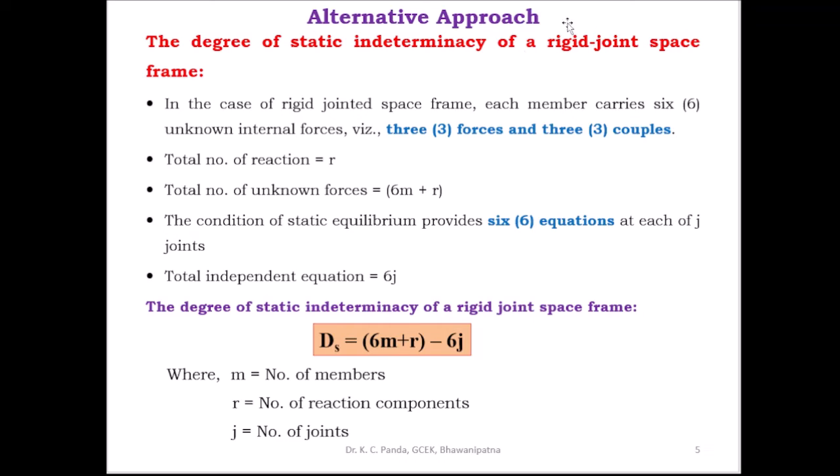Also, the degree of static indeterminacy of rigid jointed space frame can be determined using the alternative approach. In the case of rigid jointed space frame, each member carries 6 unknown internal forces, 3 forces and 3 couples. The total number of external reactions is equal to R, and the total number of unknown forces is equal to 6M plus R.